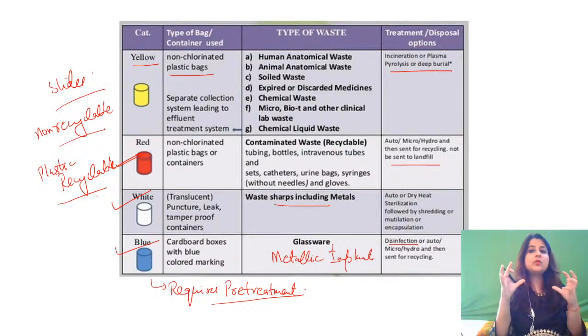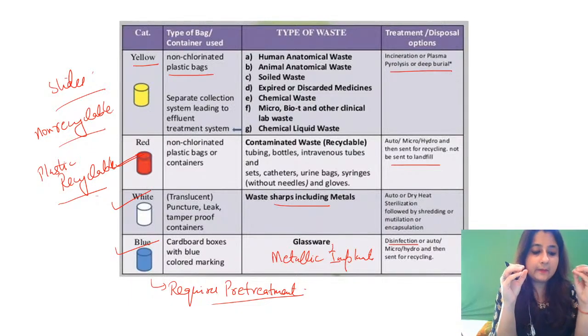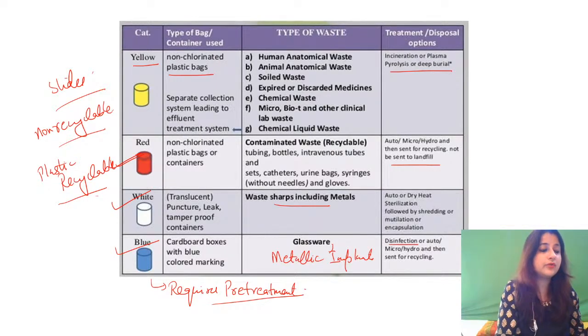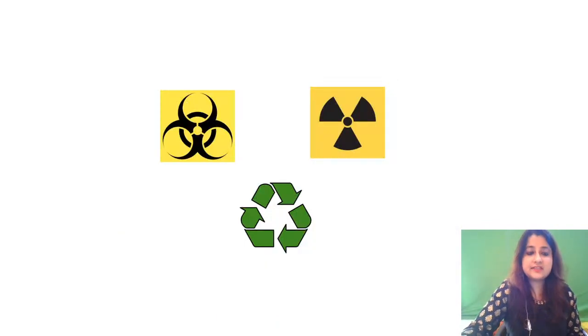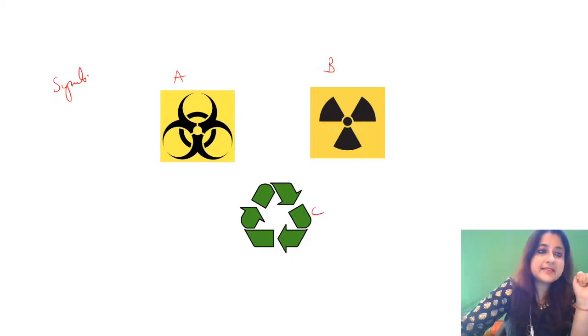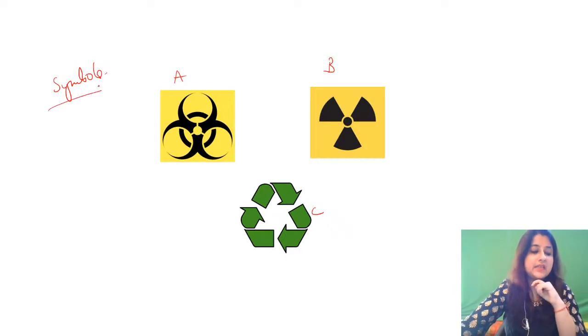So this was just a small gist about the different categories. Now we are going to move to how we are going to dispose of each of it into which color bag. So you are going to give me answers to it. One more important thing: can you tell me what is A, what is B, and what is C? All these symbols come in our examination. So now we are going to the MCQ part of it.